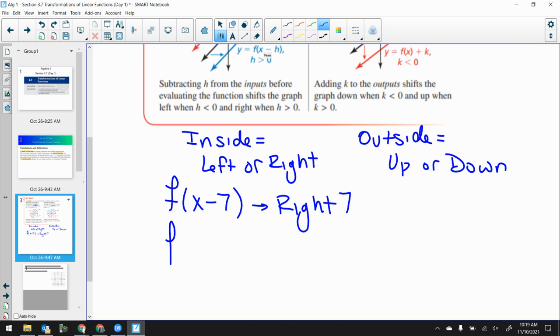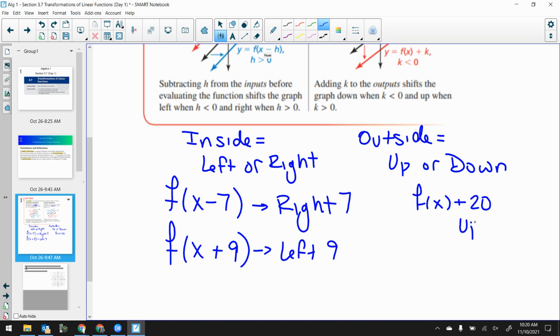That's why it's going to the right. So thinking now, well, what happens if this is like an f of x plus 9? What do you think is going to happen now? I mean, our intuition might say, oh, plus means right. But what is actually going to happen with the equation? It's going to go left. It's going to go left 9. Now, up and down, straightforward. There's no weird things going on. F of x plus 20. What do you think happens? Up 20. F of x minus 10, down 10.